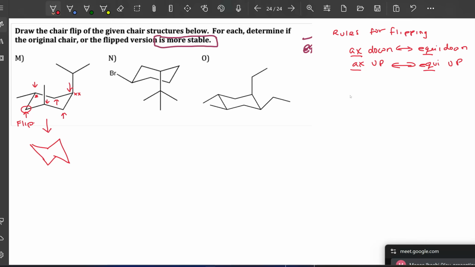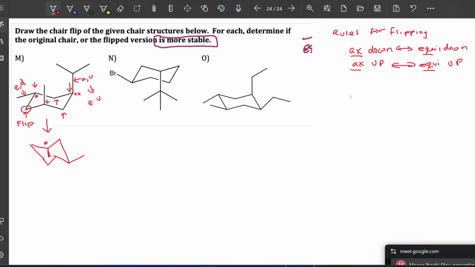So the carbon next door is this one. This is the carbon next door, right? If that's so, then I see this guy is equatorial down. He must end up axial down. Does that make sense? Yes. I skip one carbon, I get to the isopropyl. Isopropyl is axial up. It should end up equatorial up. Like that.